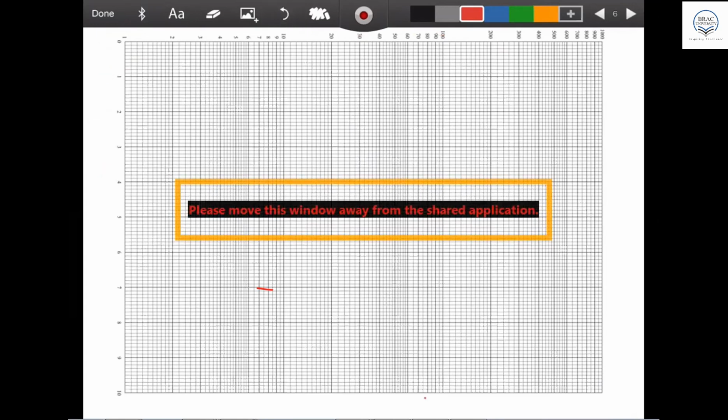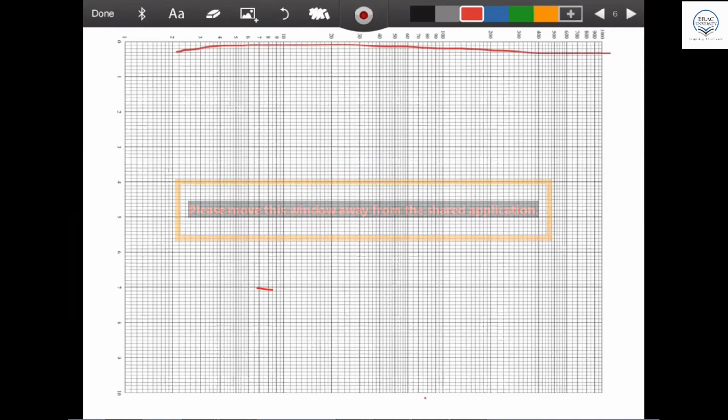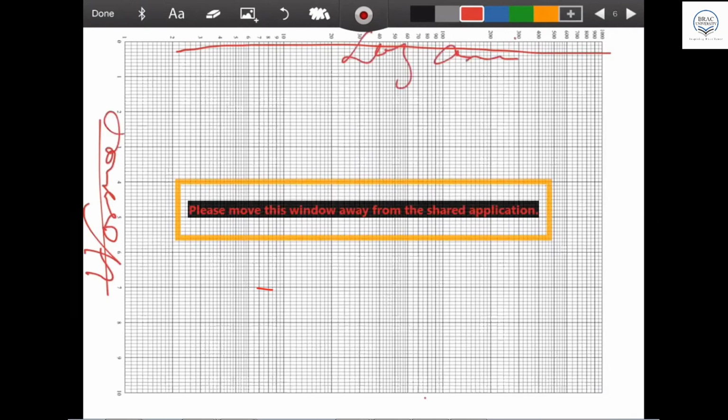And after that, you can see this is called semilog graph paper because there are two axes, the x-axis and the y-axis. The x-axis is the logarithmic axis, which we call the log axis, and the y-axis is the normal axis. So if this is the log axis and that is also a log axis, that is called log-log graph paper, where the x-axis is also log and the y-axis is log.